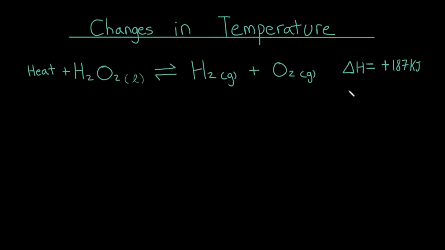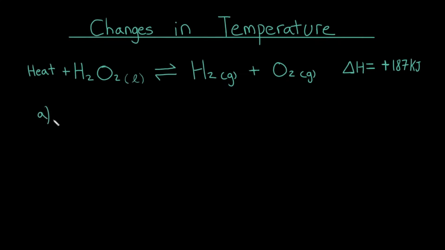If the delta H that it gave us was negative, so if it was negative 187 kilojoules, we can say that it is an exothermic reaction, and we can say that the heat is a product. So we could write the heat on the product side instead of a reactant. But for this question, we are given a positive value for the delta H, so we can say that heat is a reactant. Now that we know that, it is almost identical to the changes in concentration.